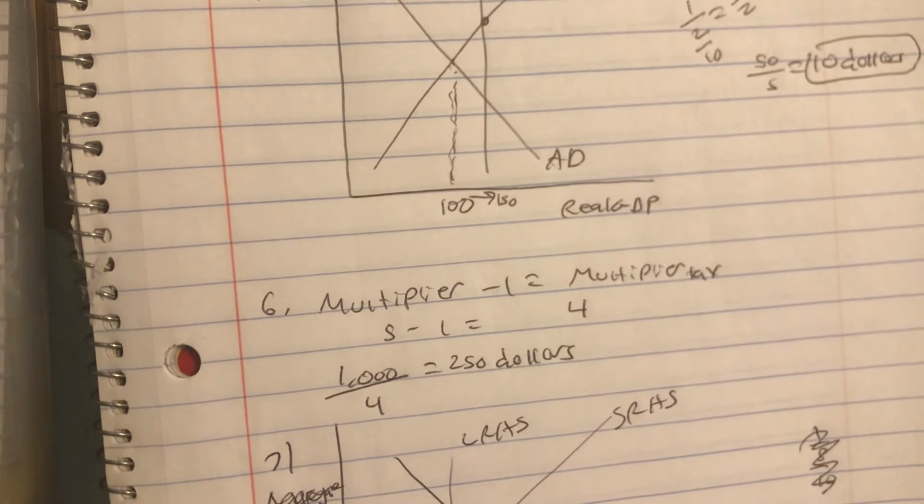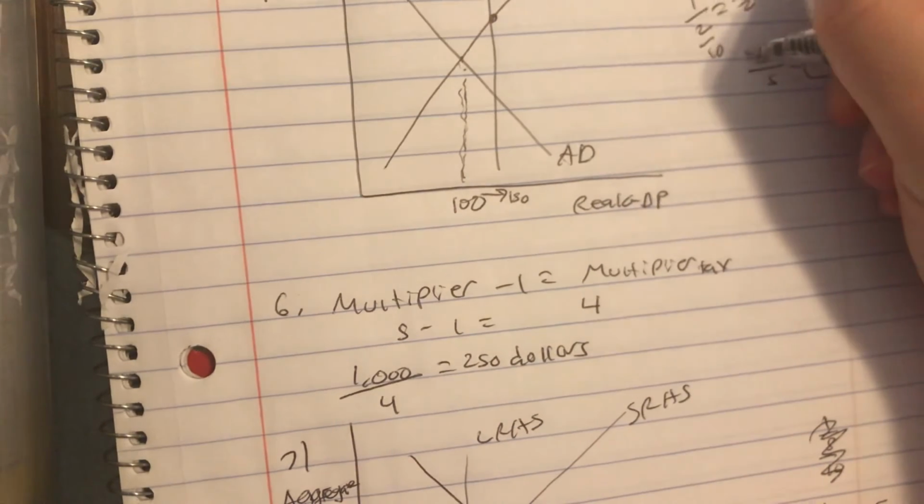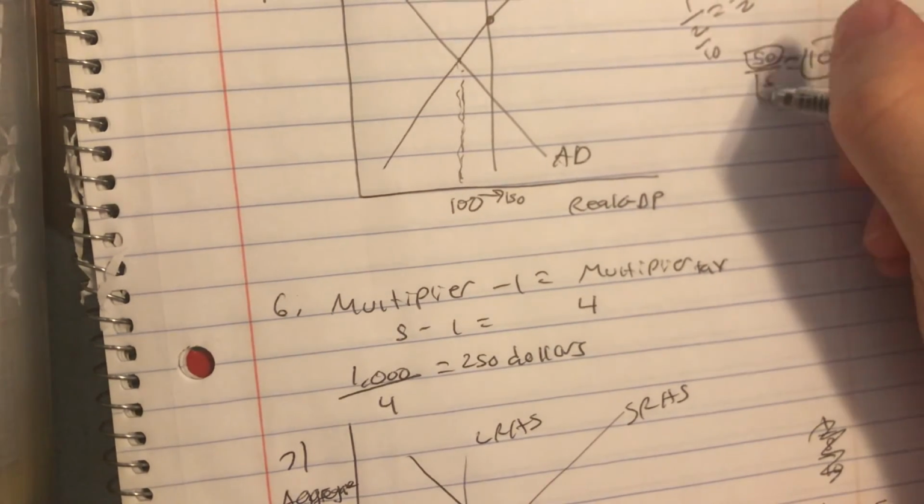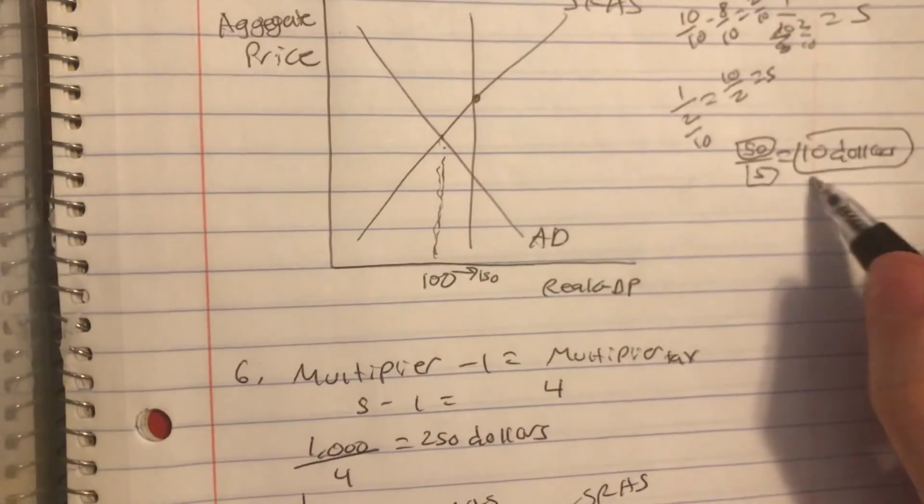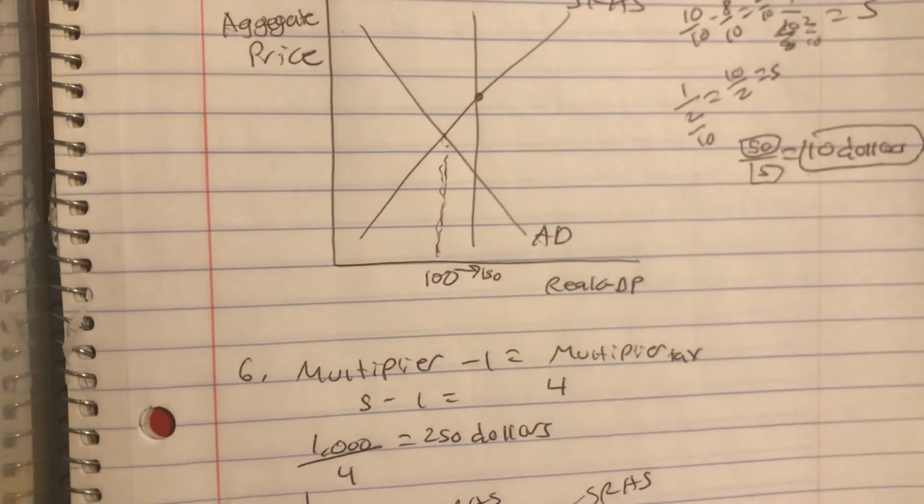And we know that we need to cover the gap of $50 to get the economy back up to standard and not be in a recession anymore. So what we do is we take that $50 we need to spend, divide it by the multiplier, and we get $10 that needs to be spent.